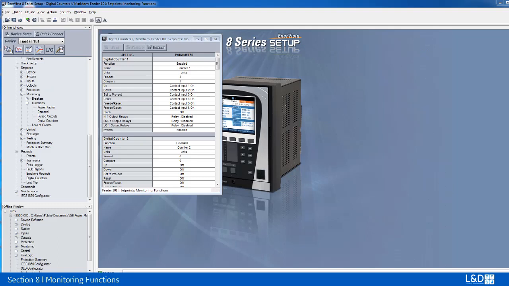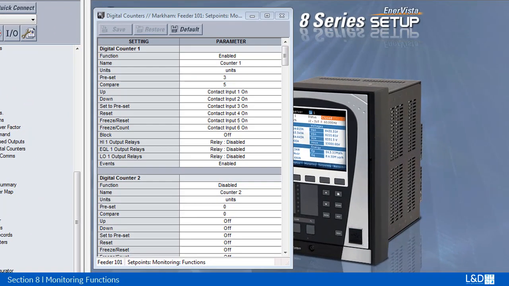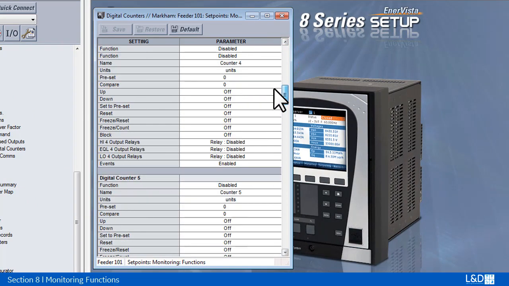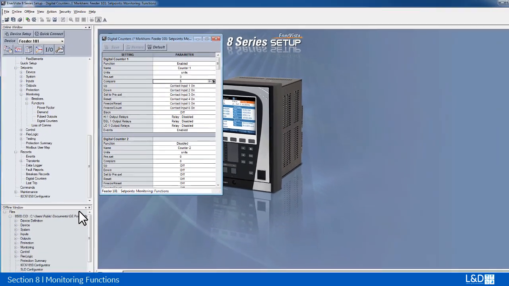8-series relay provides 16 identical digital counters. A digital counter counts the number of state transitions from logic 0 to logic 1. The digital counters are numbered from 1 to 16. The counters are used to count operations such as pickup of elements, the change of state of external contacts, like the breaker auxiliary switches, or the pulses from watt-hour meters.